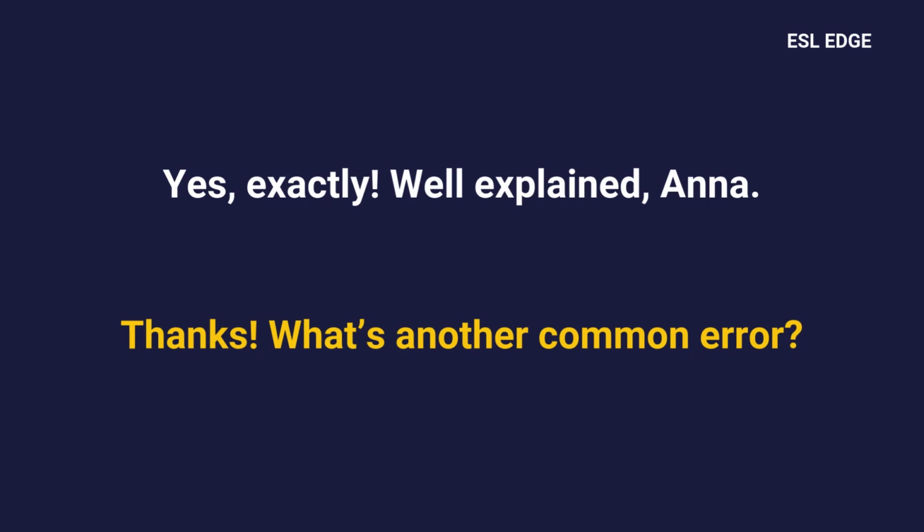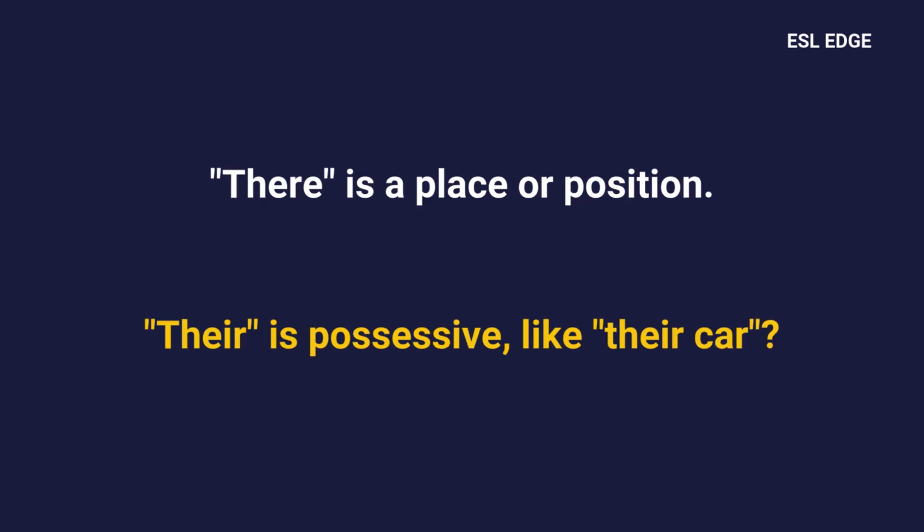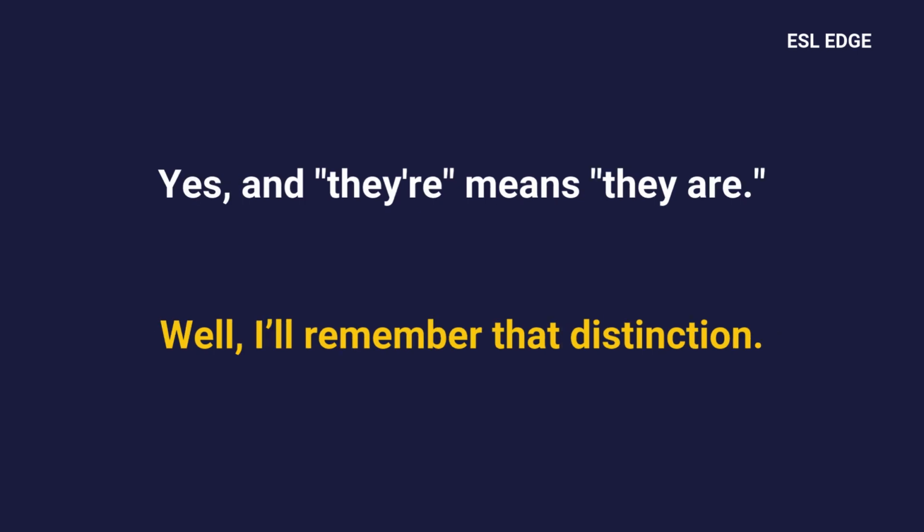Thanks. What's another common error? Mixing up there, their and they're. That one confuses a lot. There is a place or position. Their is possessive like their car. Yes, and they're means they are. Well, I'll remember that distinction.